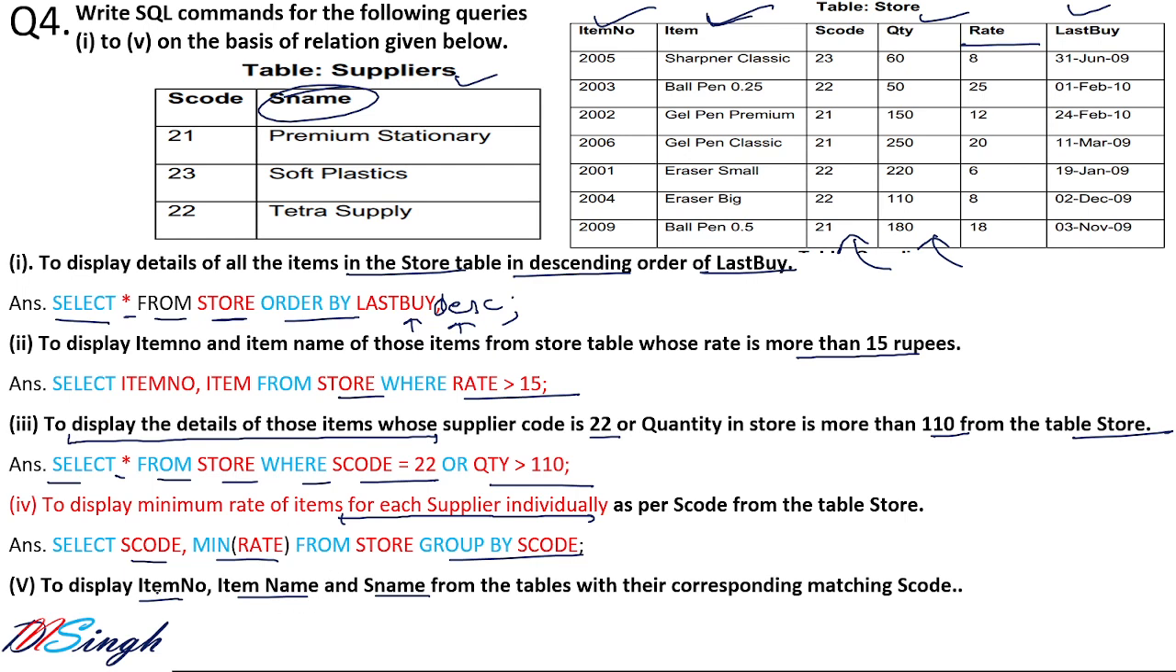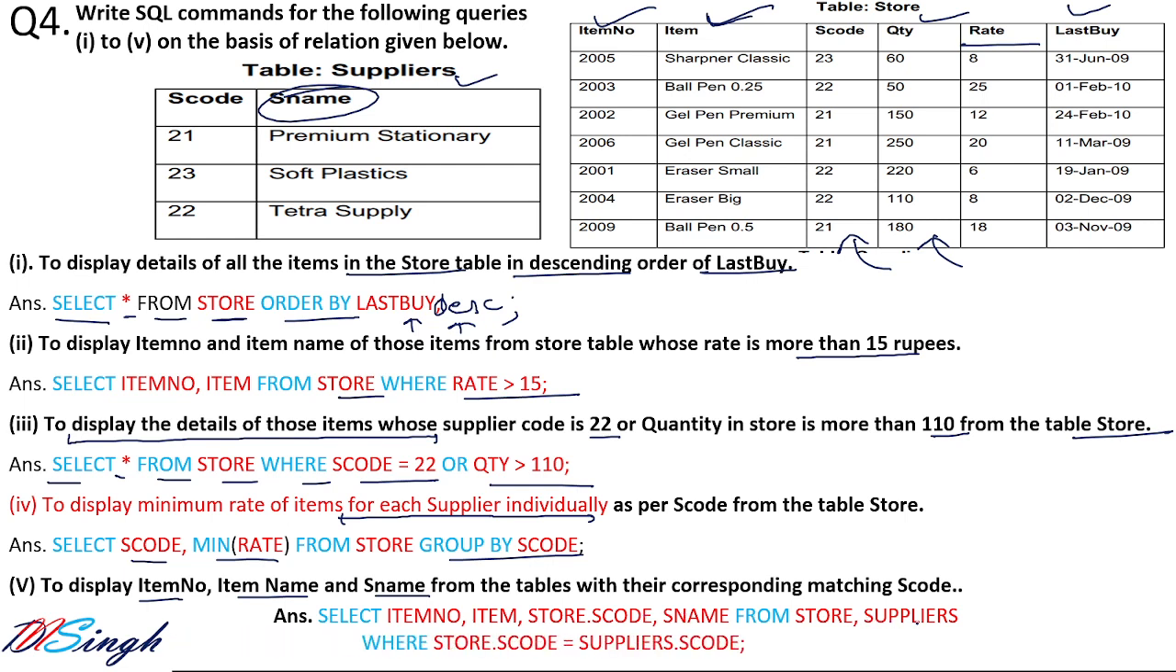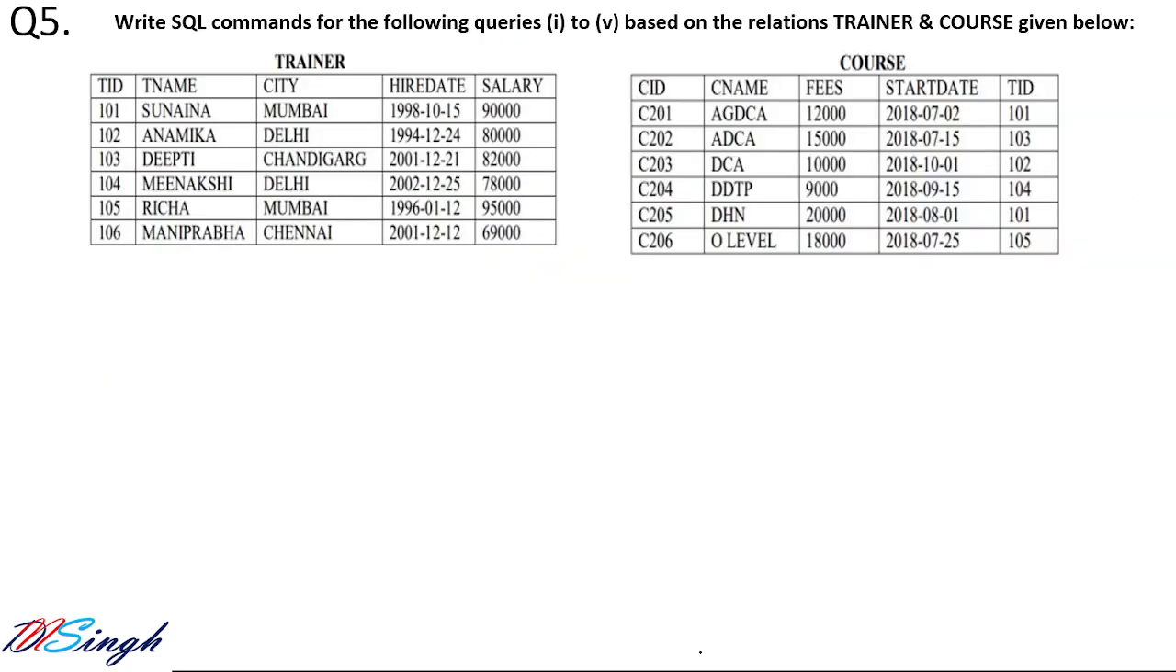Select store dot item number, comma store dot item name, comma supplier dot S name. You can also use column table alias for these purposes, so that you need not write the complete store or supplier again and again. Let us go: select item number, item name, store dot S code, S name from store, supplier where store dot S code equal to supplier dot S code.